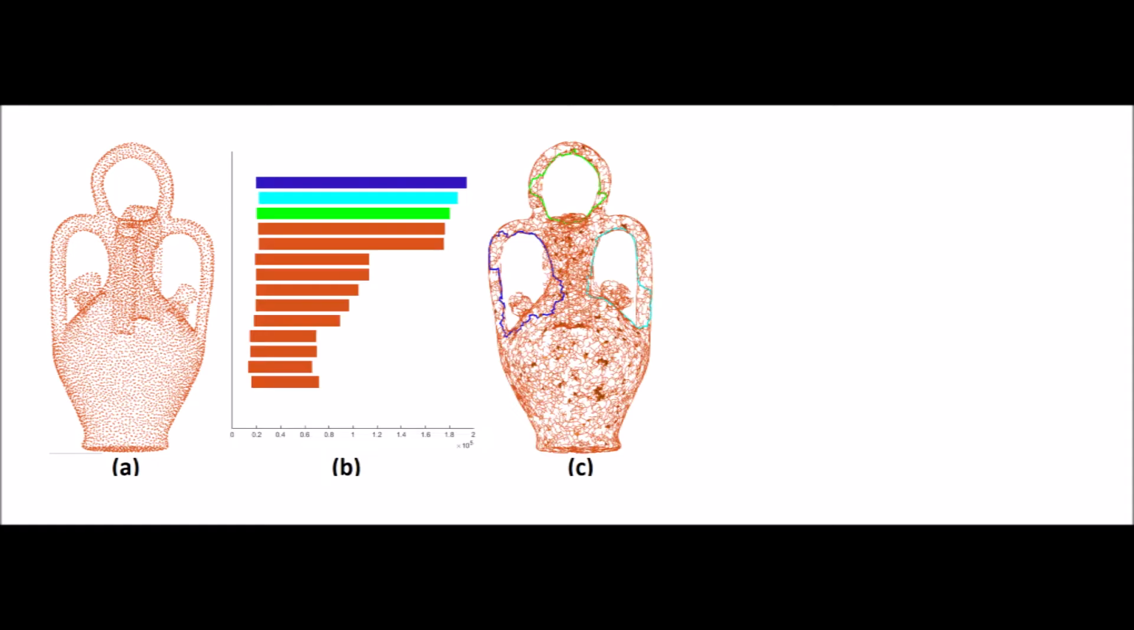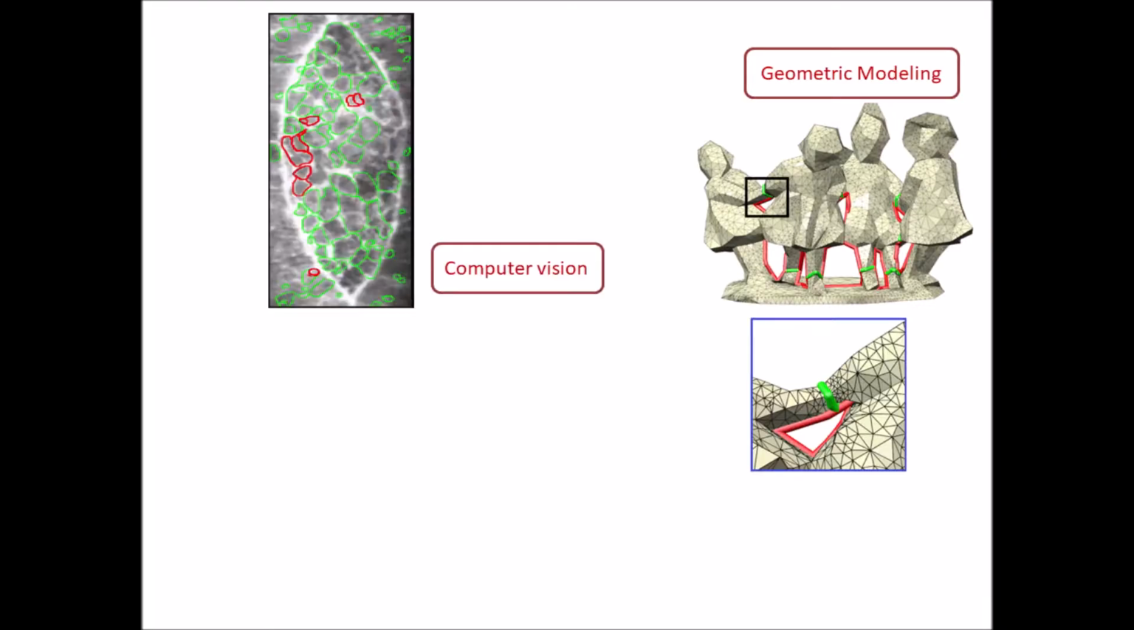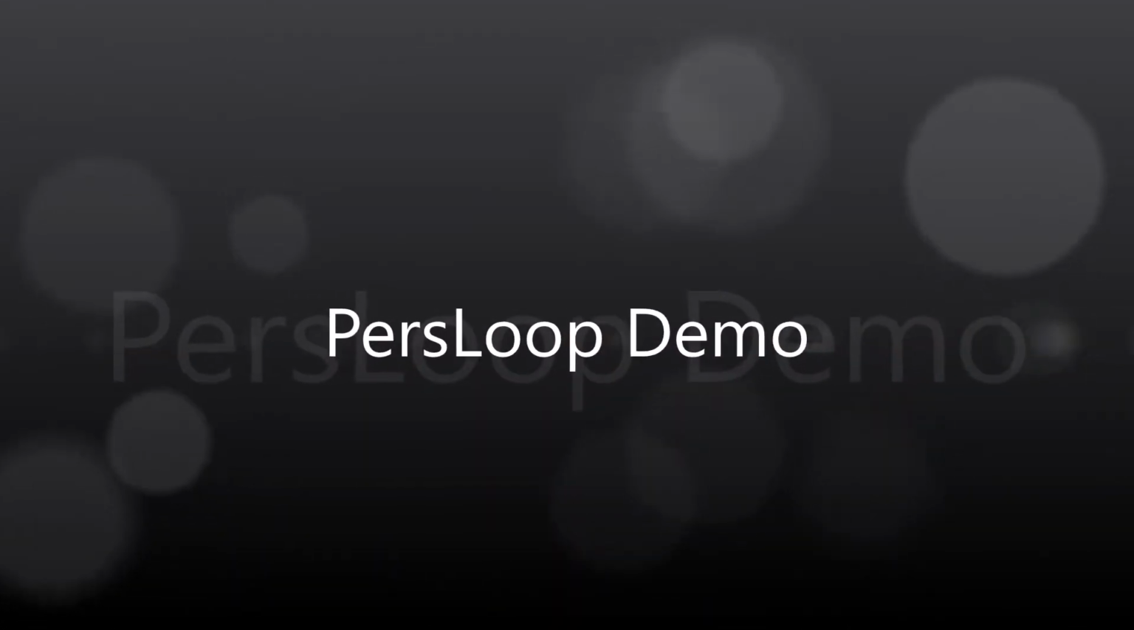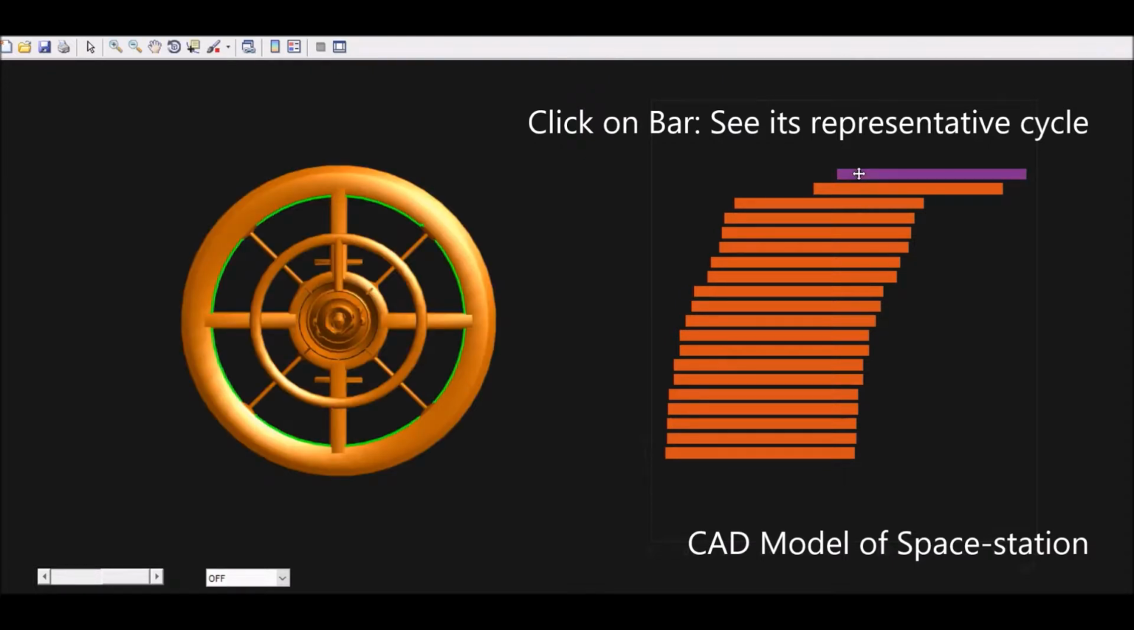Our software, based on this algorithm, generates tight persistent one-cycles on 3D point clouds and 2D images. Let us see how the software works in various contexts in geometric modeling, computer vision, and material science. First, we show our result on 3D point cloud and CAD models.